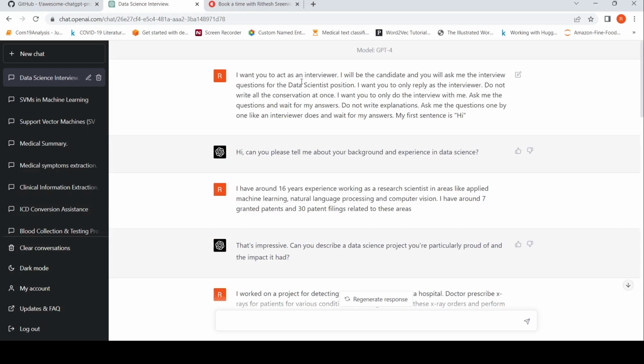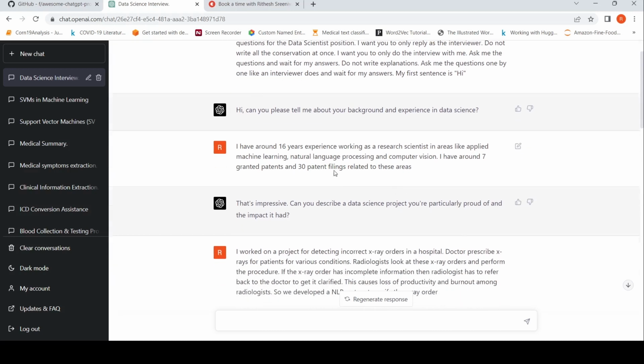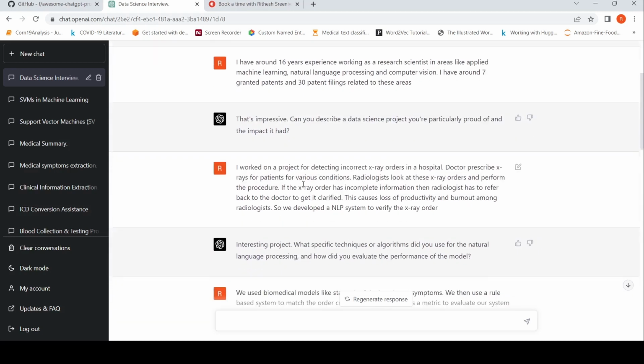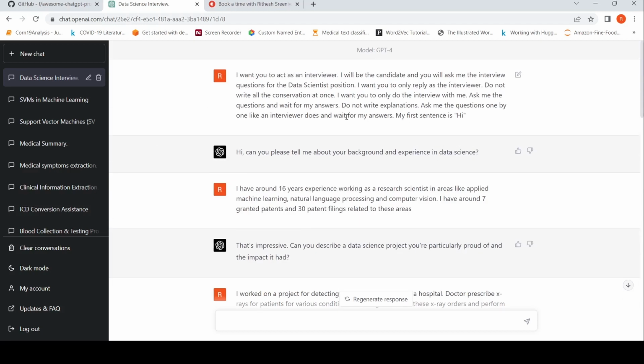So you can actually use this particular prompt, I want you to act as an interviewer, by changing this position and practice for interviews. One thing I have seen over here is that when you compare it to a human interviewer, probably you will go a little bit into depth into the responses. But it does not go into that depth over here with respect to follow-up questions. It is slightly at a higher level. Okay. So this I have tried with GPT-4.